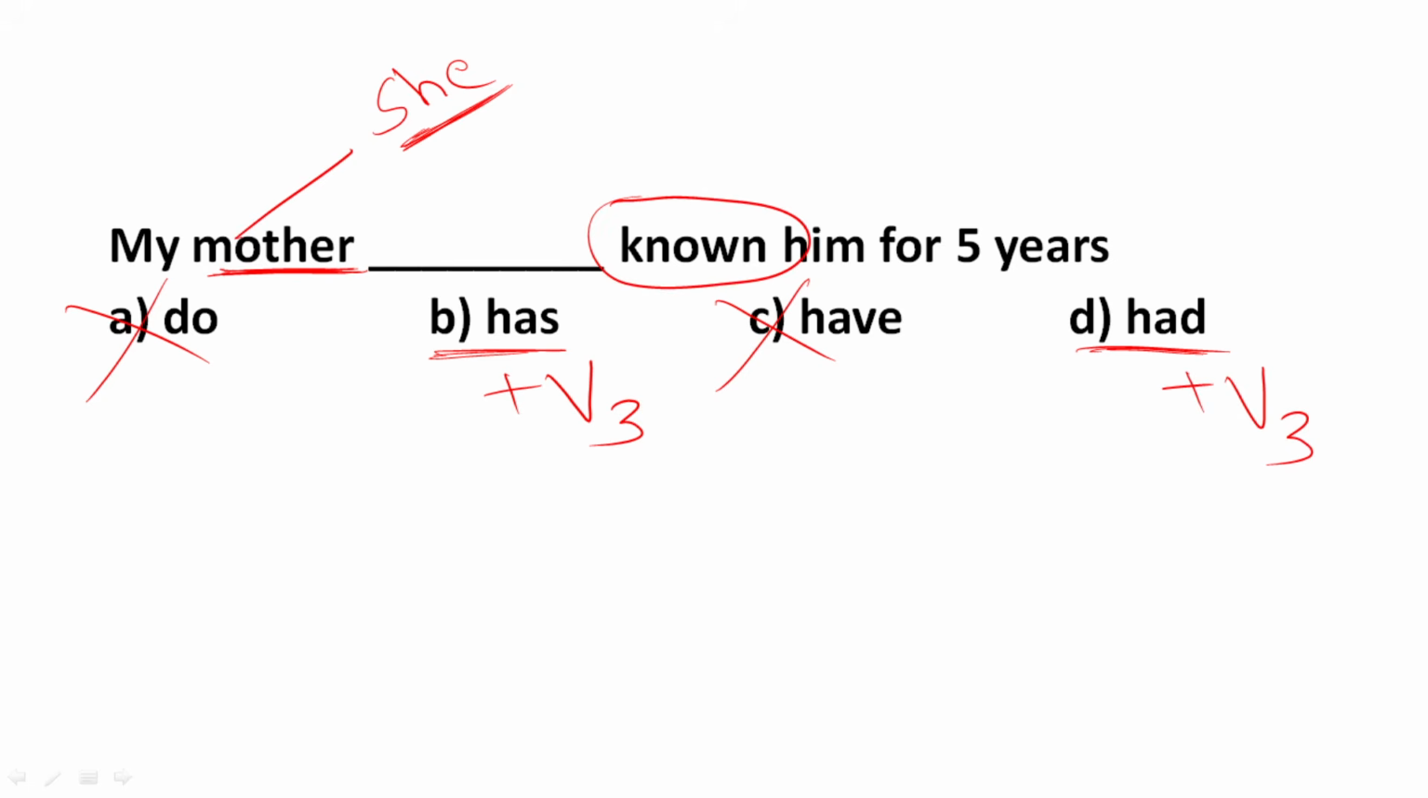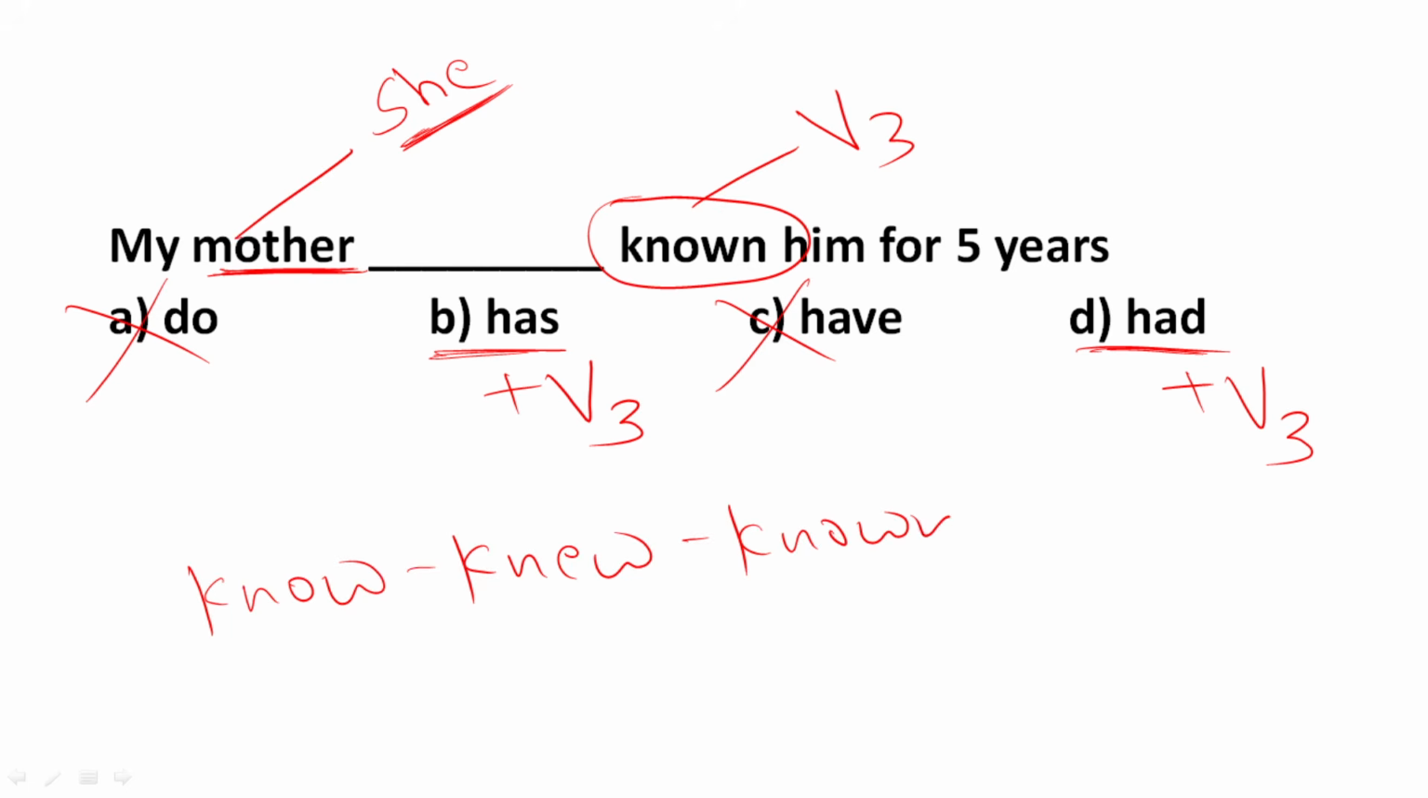Here the verb is known. Known is third form. I would like to remind you of the fact that the verbal forms of know are know, knew, known. So now naturally it is in the third form. Now it is a dilemma, right? Has is also correct. Had is also correct. But don't worry. Here is the indication.